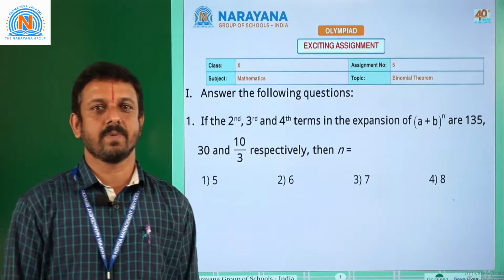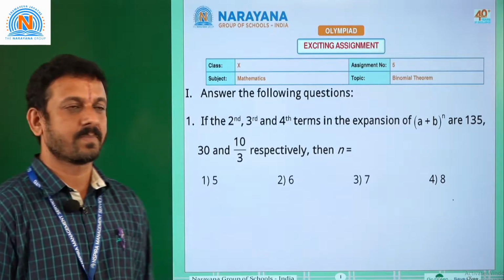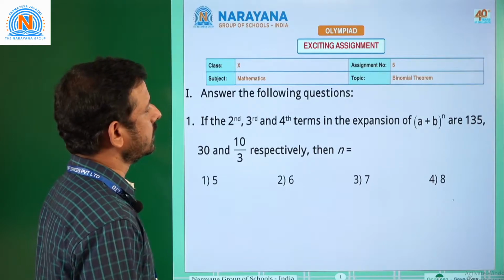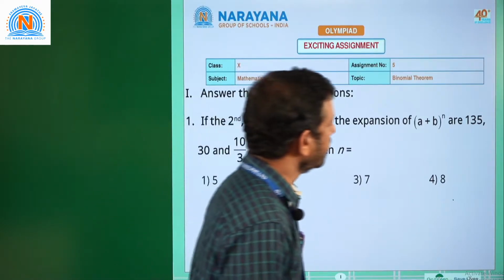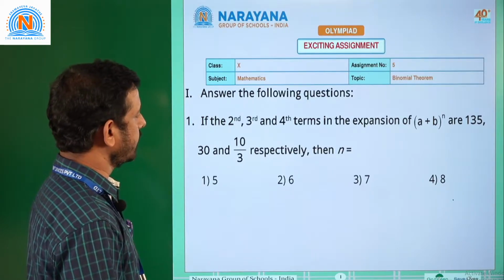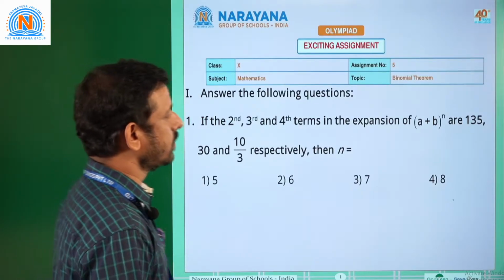Let us discuss assignment 5 in our binomial theorem. Now if you see the first question, if the second, third and fourth terms in the expansion of (a plus b) whole power n are 135, 30 and 10 by 3 respectively, then n is equal to.